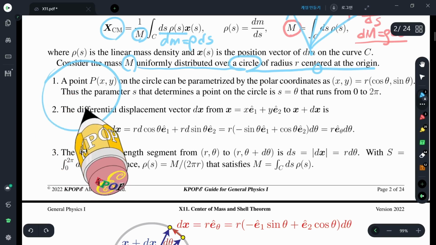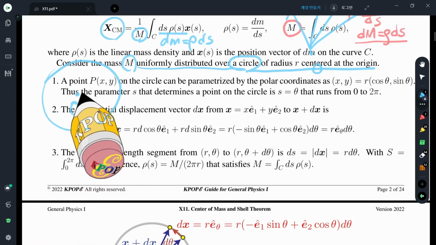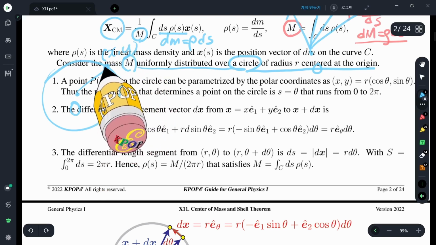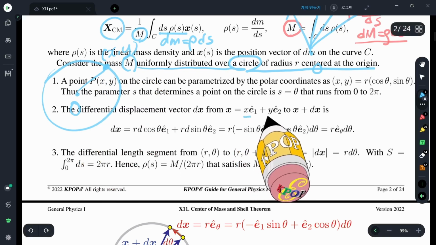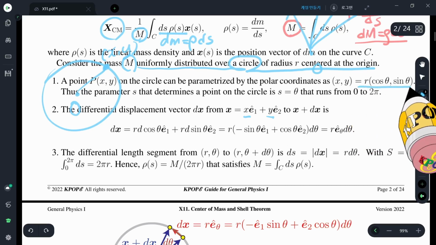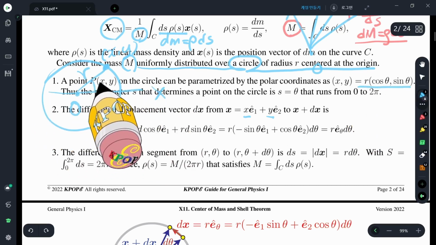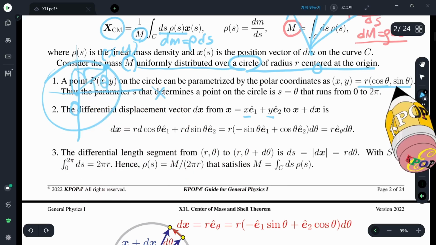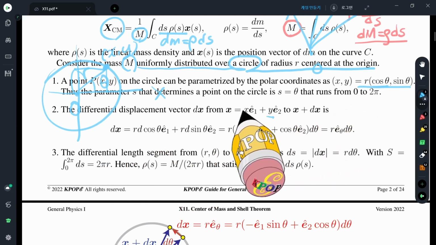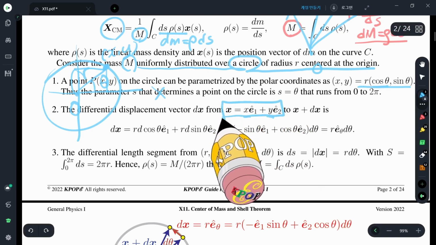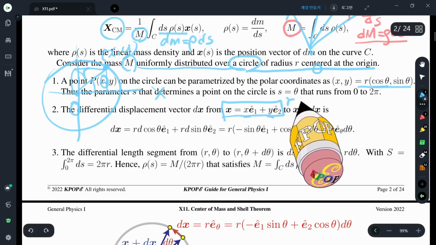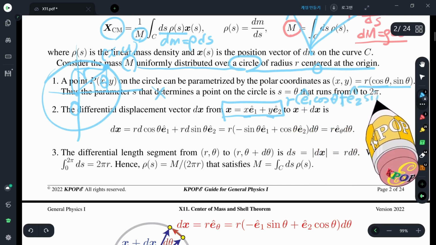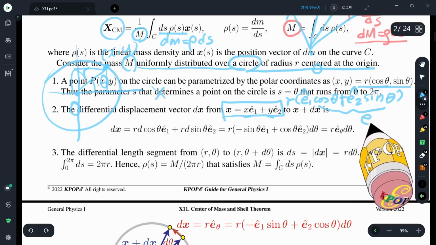Then there is a circle centered at the origin, and at any point, the xy coordinates of this point will be x, y, and these can be parameterized in terms of polar coordinates, radius r and polar angle theta measured from the x-axis. Then the x coordinate will be r cosine theta, and the y coordinate will be r sine theta. So we can express the position vector as r times cosine theta e1 hat plus sine theta e2 hat. And this is the unit radial vector, e_r hat.